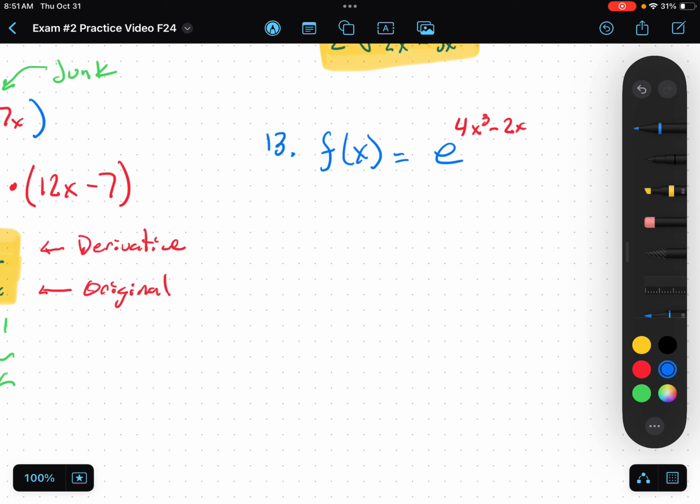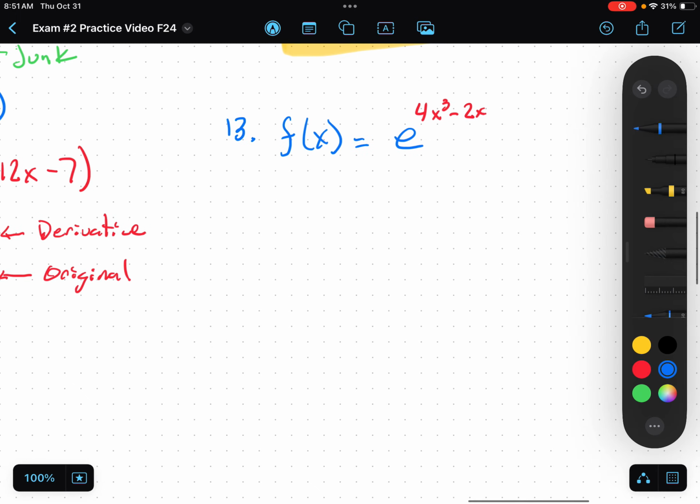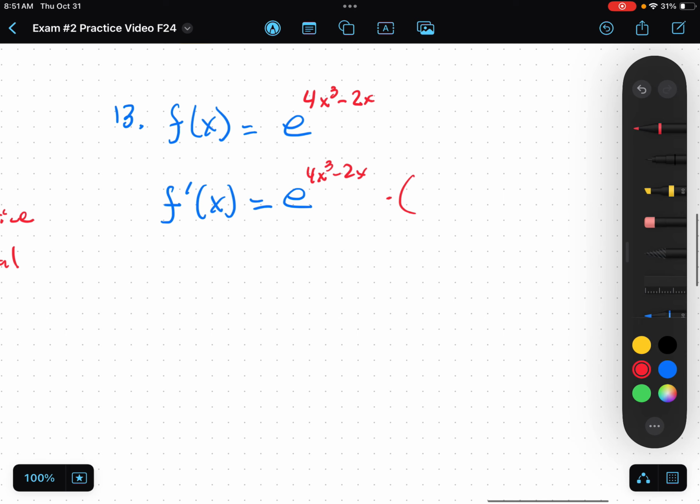So we follow this the same way we do the other chain rule problems. The first thing I'm going to do is the derivative of the blue stuff. The derivative of e to the x is just e to the x. So it's just e raised to whatever the exponent is. Don't change it. Don't mess with the red stuff right now. Then after that, we multiply this thing by the derivative of the exponent. So that's going to be 12x squared minus 2.